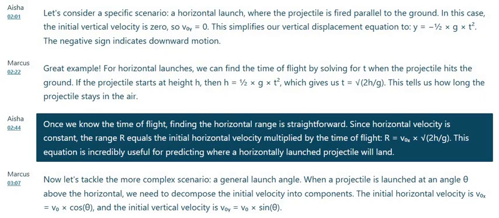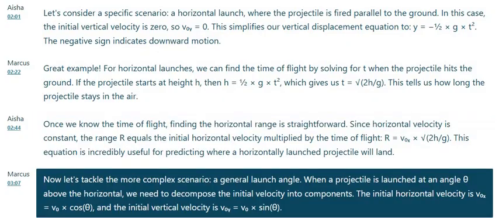Once we know the time of flight, finding the horizontal range is straightforward. Since horizontal velocity is constant, the range R equals the initial horizontal velocity multiplied by the time of flight. R equals v naught x times the square root of 2h over g. This equation is incredibly useful for predicting where a horizontally launched projectile will land.